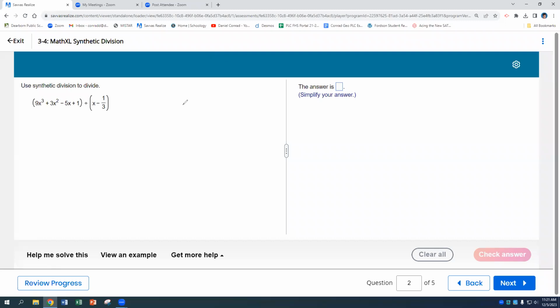Okay, so we have 9, 3, negative 5, and 1. So we're going to put in 9, 3, negative 5, and 1. And then we're going to use 1/3, right? Positive 1/3, not negative 1/3, because if x minus 1/3 is the factor, the 0 would be positive 1/3 when you add 1/3 to both sides. So we're using positive 1/3.